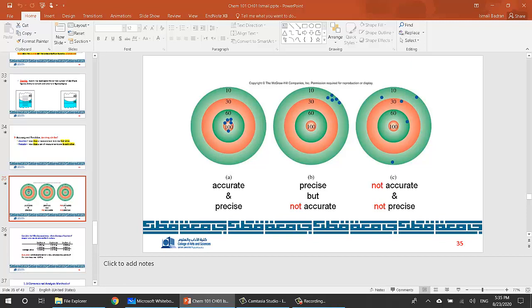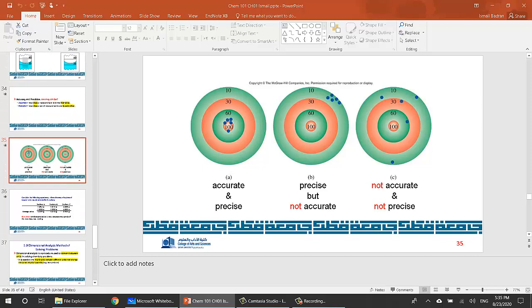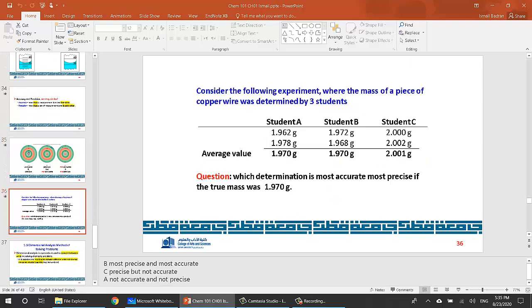Of course, the third one to the right here, they are off of each other, and they are also off of the true value, and therefore this is neither precise nor accurate.